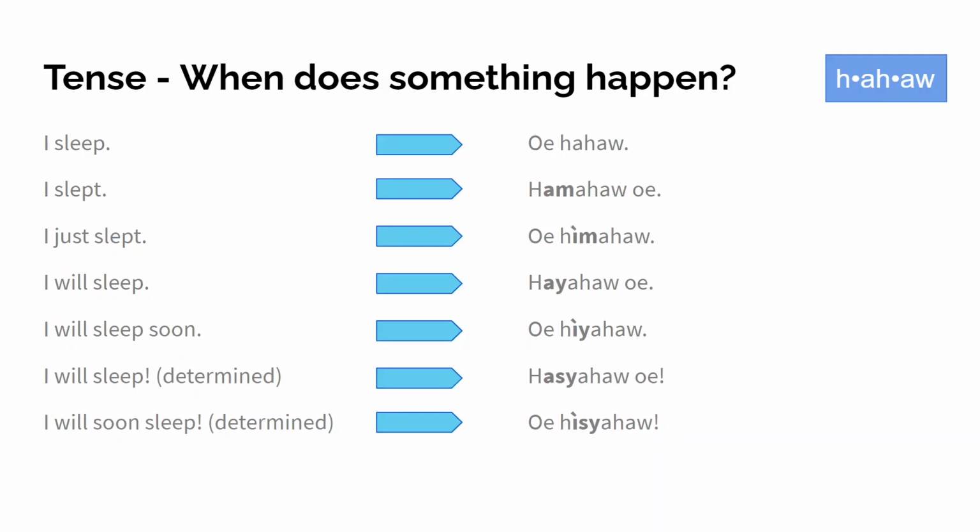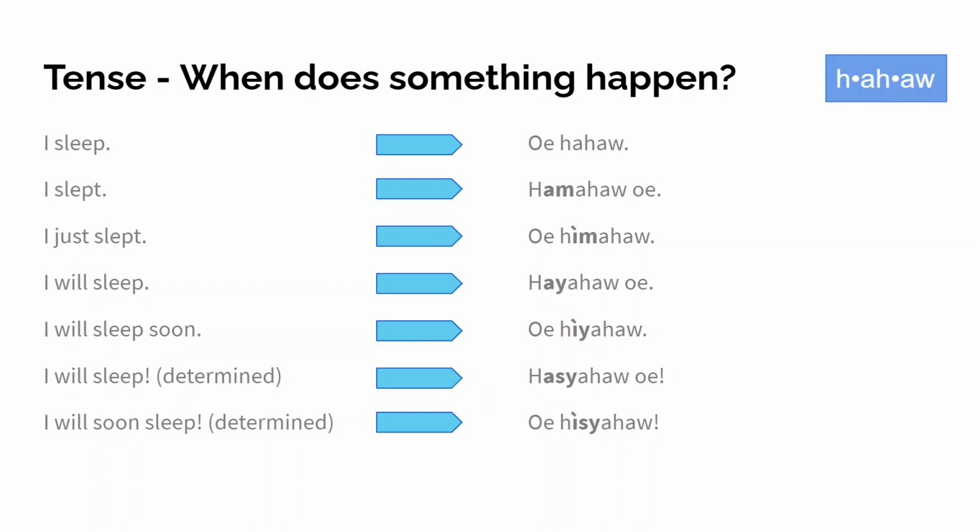Everything you have to do is you take your infix, you look up in which position it goes, so we learned that the tense infixes go into position 1. Then you take your verb, look up where the position 1 is, and then you just fill in that position with the infix. So our basic sentence, I sleep, of course, is just oe hahau or hahau oe. I mixed the word orders here, but of course for all sentences, both word orders are fine. If I want to say I slept in the past, then I say hamahau oe. So I just put the am into the dot where position 1 is.